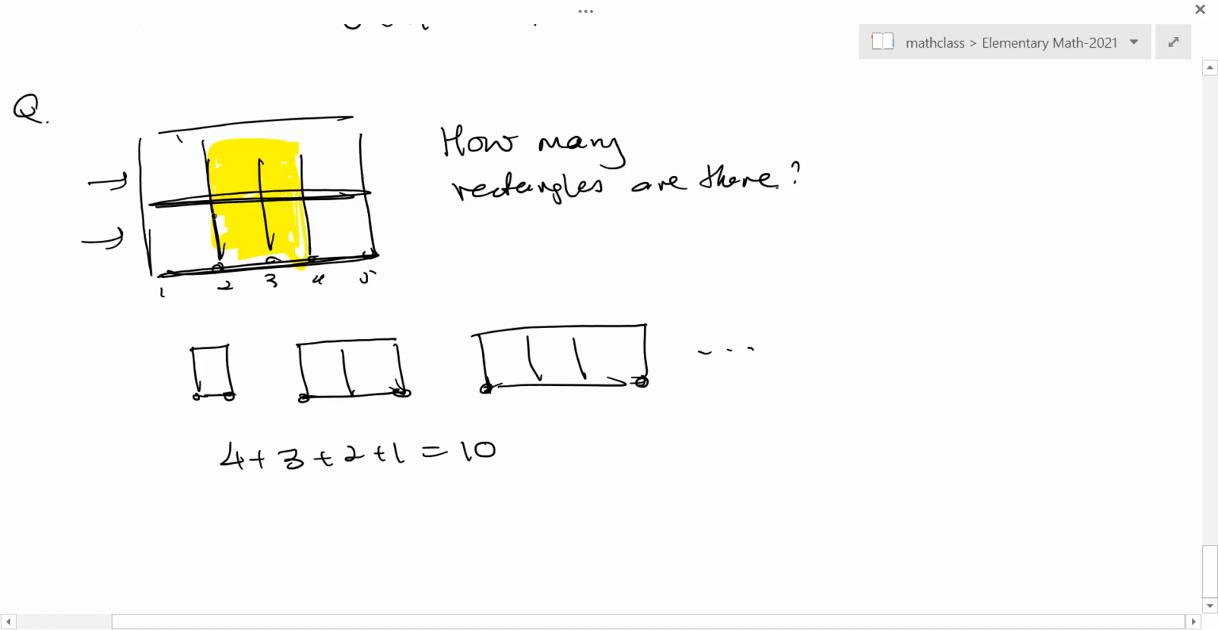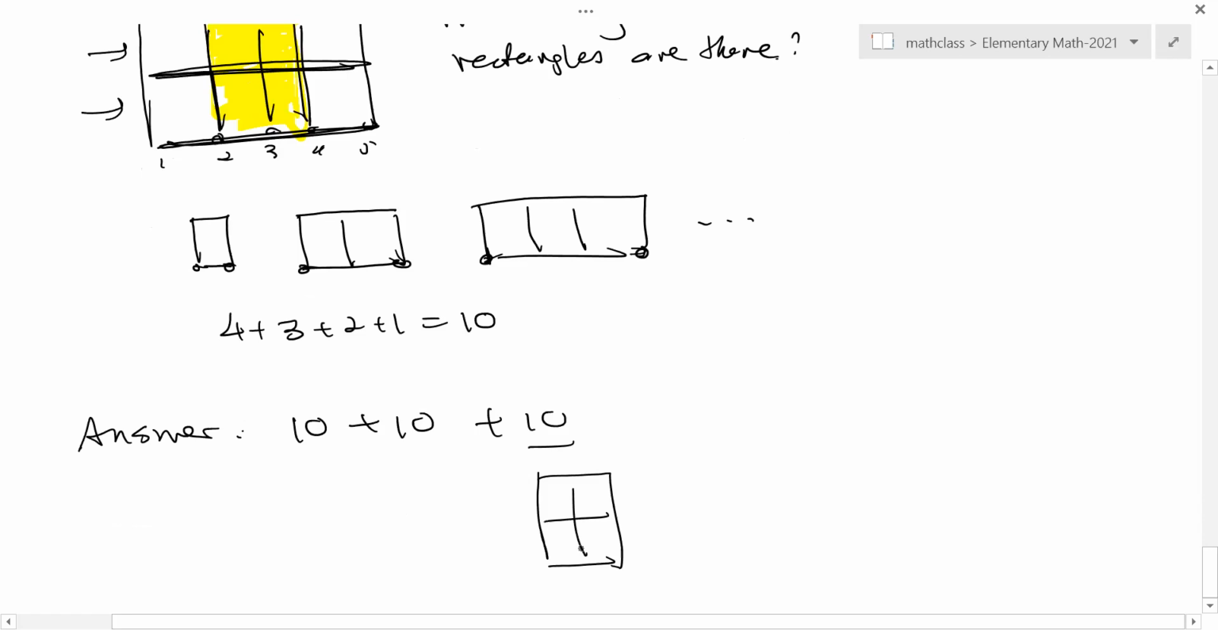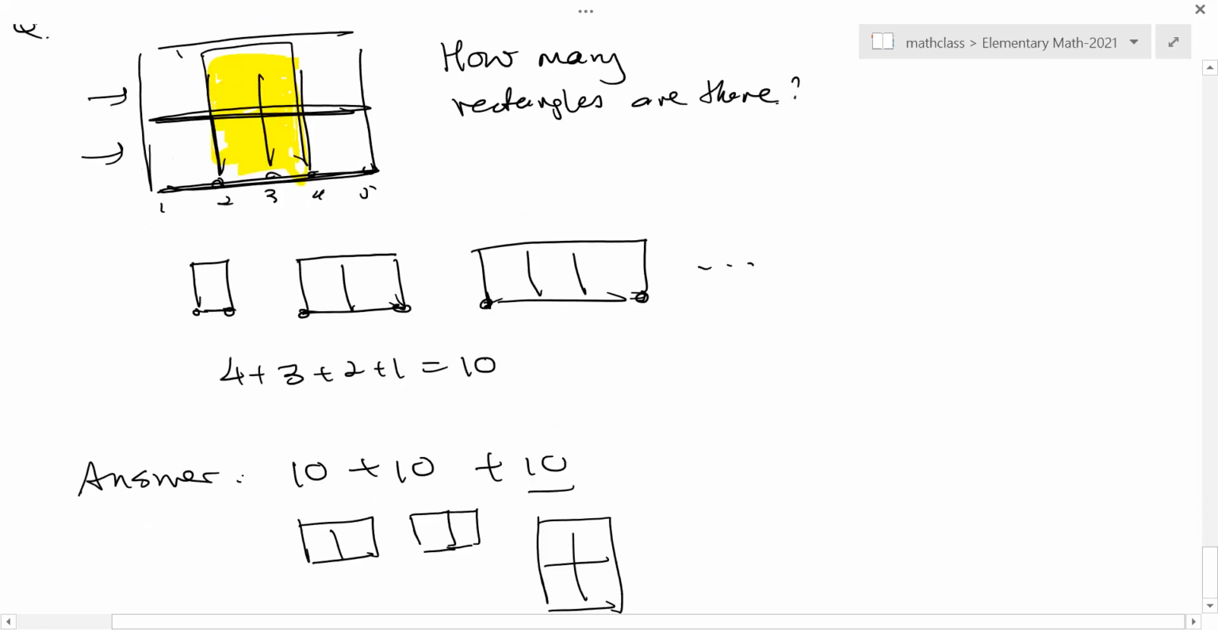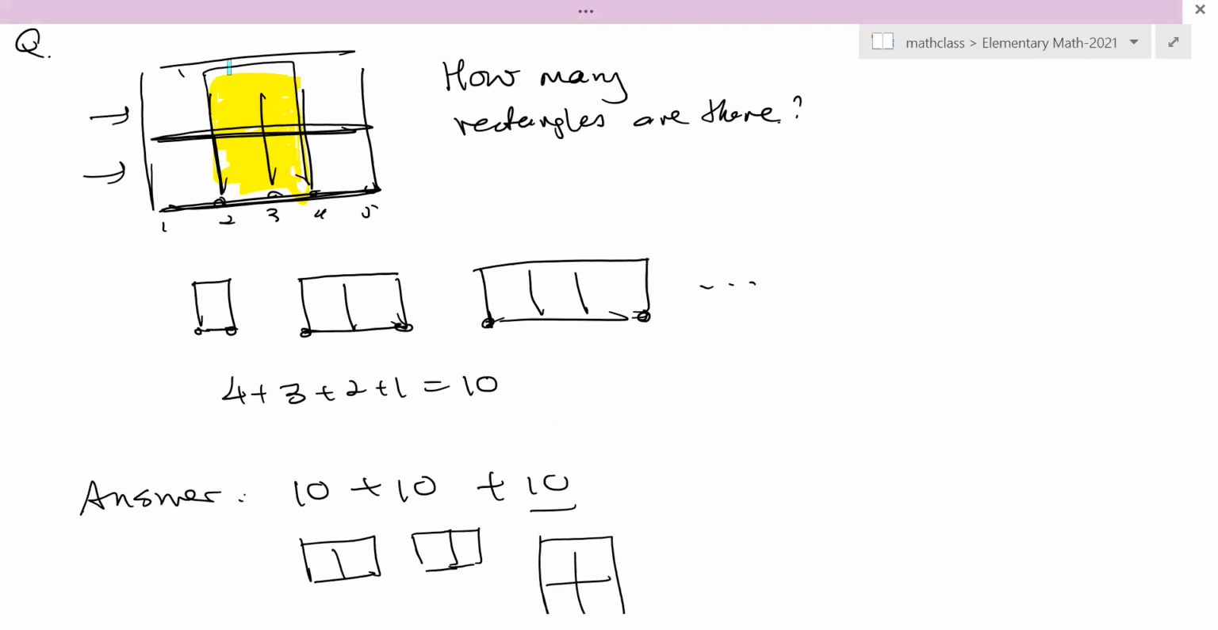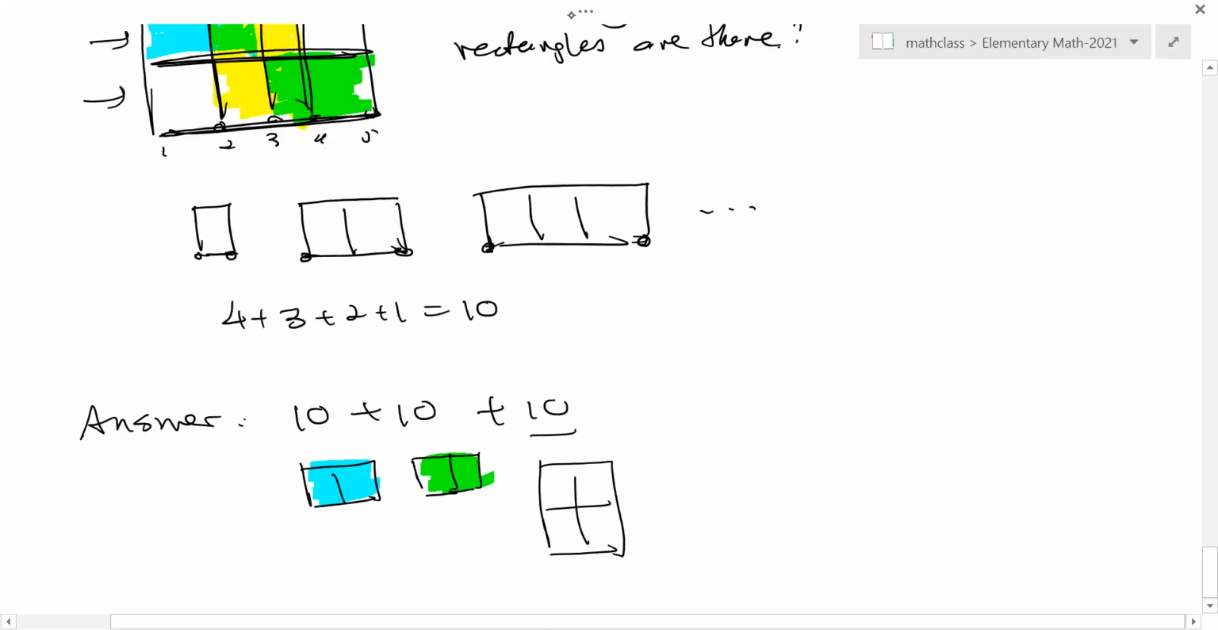But then they also have the bigger rectangle. So then the answer will be 10 plus 10 plus 10. Now, this 10 is about rectangles like this type. This 10 is on the top and this 10 at the bottom, the lower part. I can change the color. I'm talking about this type, and then the yellow one. Clear?